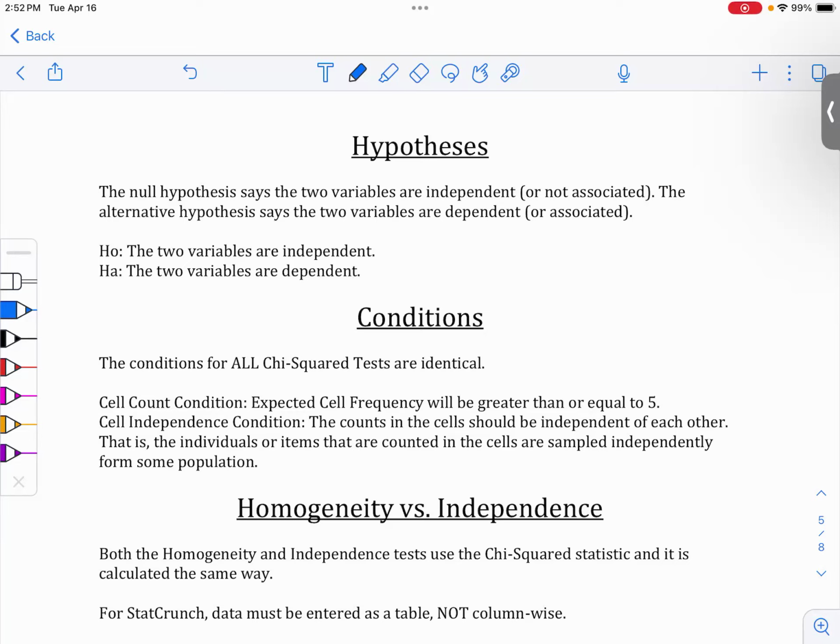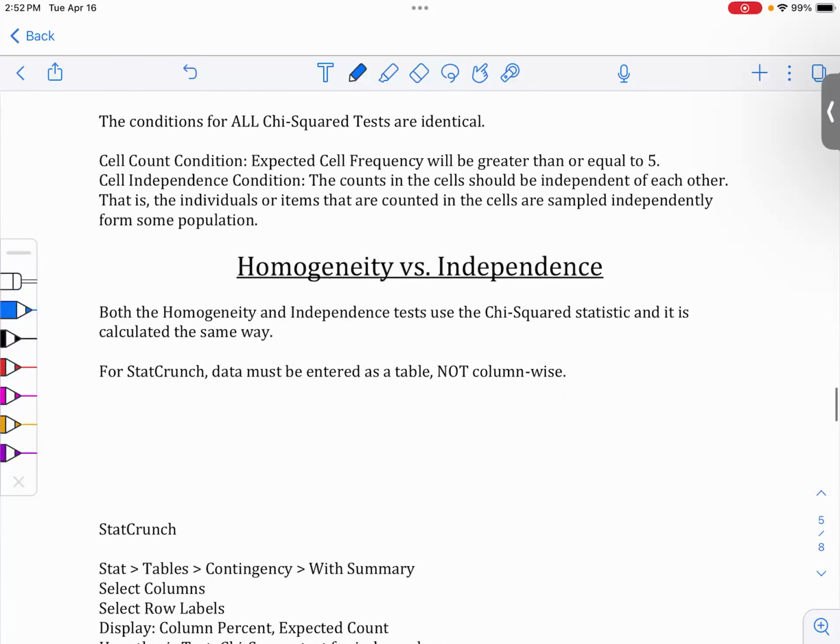And then if it's greater than or equal to 5, we're good. If not, we stop, right? Conditions failing, that's the big one. And so this is the big thing, all right? Homogeneity versus independence, all right? Both homogeneity and independence use the chi-squared test, and it is calculated the same way.